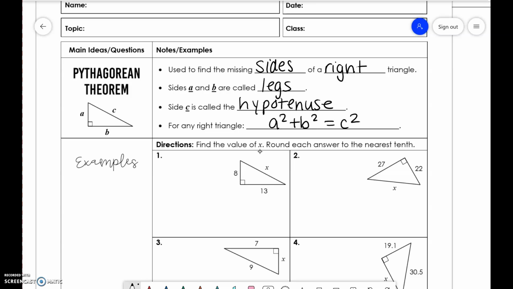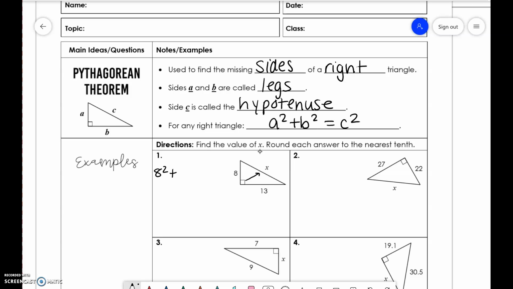The sides that are represented as a and b are called the legs, and c is referred to as the hypotenuse. And the equation is a squared plus b squared is equal to c squared. So we're going to use that equation to solve for the missing sides of a triangle. If you see here, the hypotenuse is always across from that 90-degree angle.